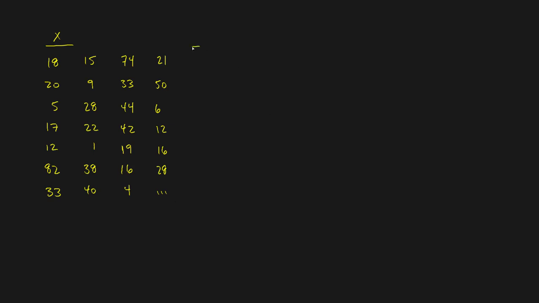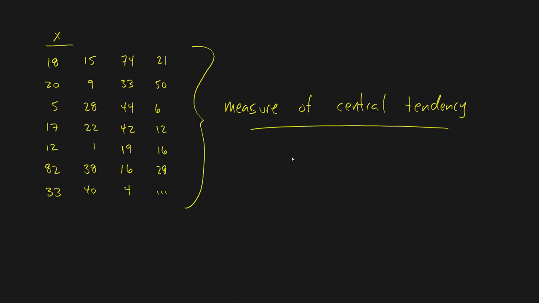And so that single score we call a measure of central tendency. And the one that I'm going to discuss, there's a few of these. We brought these up in the last video as well. The mean, the median, and the mode. The one that I'm going to focus on in this video is the mean.